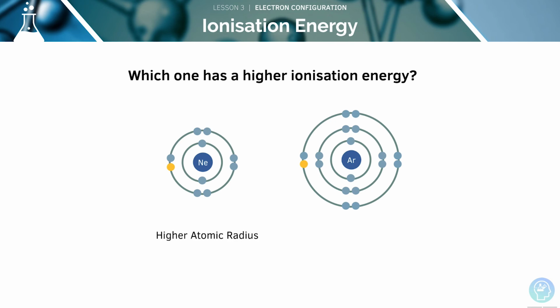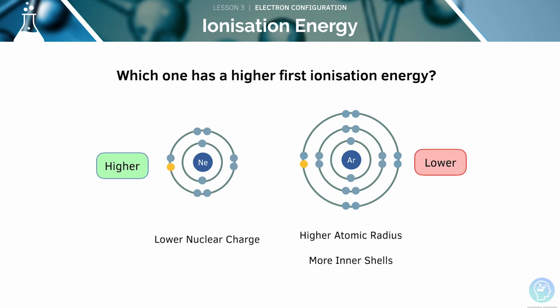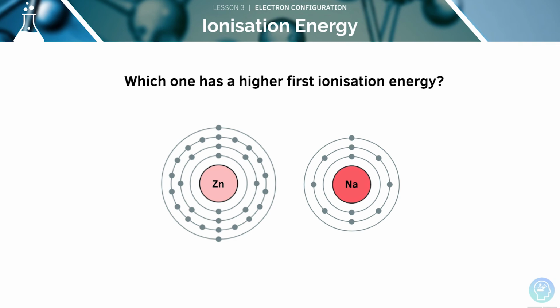Let's look at neon and argon. Which of these has got the higher ionization energy? We'll consider the properties one by one. Neon will have a lower atomic radius than argon, but a lower nuclear charge. Argon will have more inner shells, which means that the electrons are more shielded from the nucleus. Overall, neon will have a higher first ionization energy compared to argon, due to it having less shielding. Pause the video now to have a go at this one on your own.